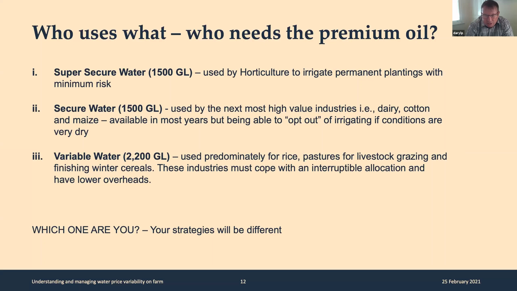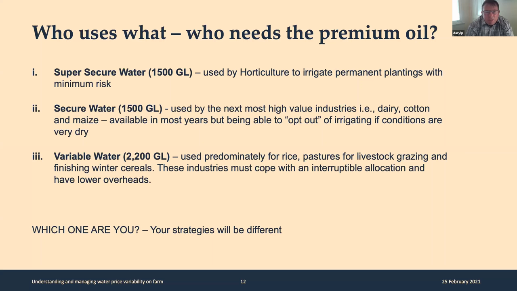They don't have access to too many other alternatives. It's a bit hard to feed a tree hay like you could a dairy cow. So they've got no choice but the water. Their potential growth is somewhat limited to what water is available in those drought periods, that 1,500 gigalitre mark.